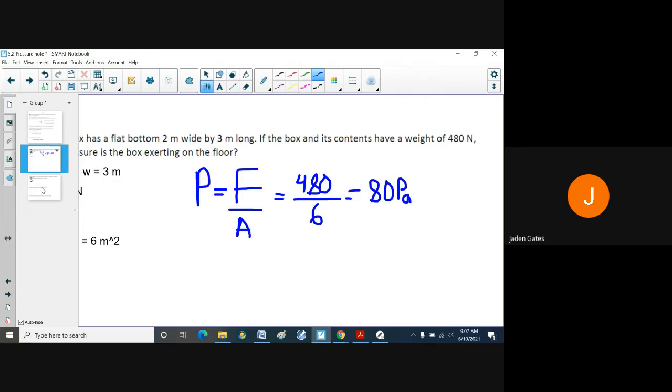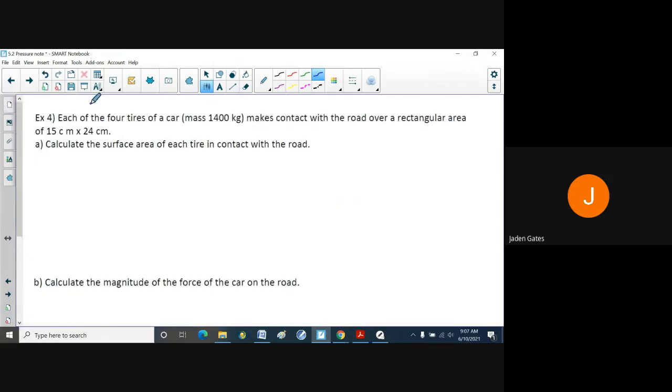Example 4. Each of the 4 tires of a car, and the car has a mass of 1,400 kilograms, makes contact with the road over a rectangular area of 15 centimeters by 24 centimeters. Calculate the surface of each tire in contact with the road. Again, we have a length and a width. So I'm going to have a length of, say, 15 centimeters.